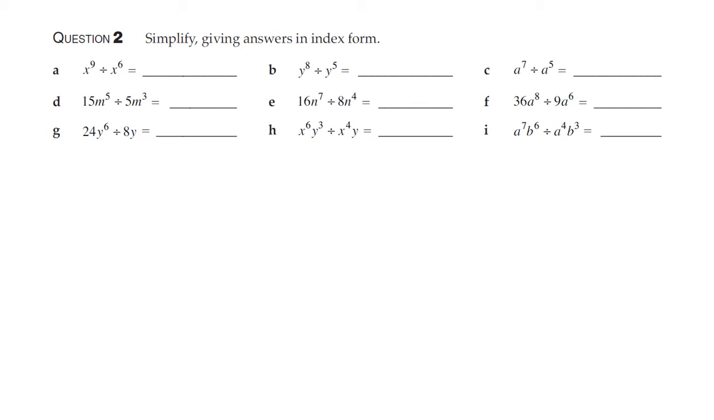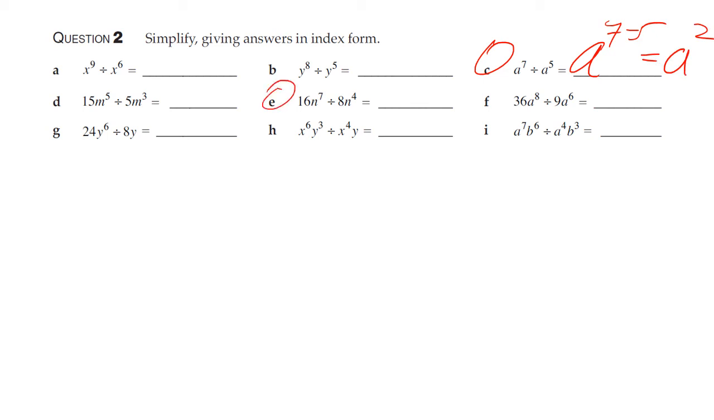Okay. Same base. If you divide them, you minus the power. Minus the bottom one from the top one. Let's try C. A to the power of 7 divided by a to the power of 5. Very simple. It's just a to the power of 7 take 5, which is a to the power of 2.